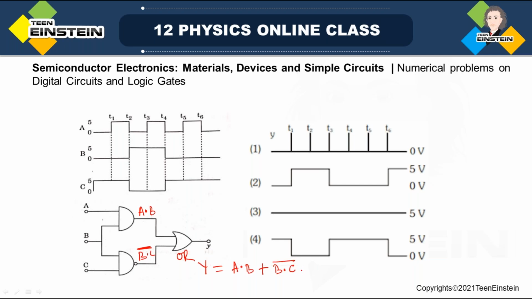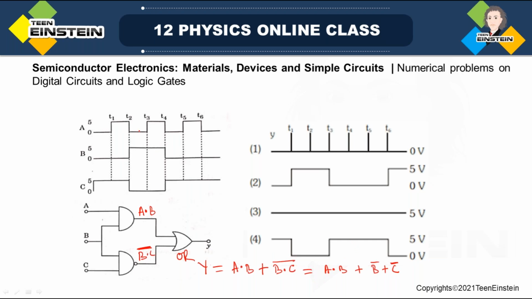If we break this, it can be written as A and B, or B bar, or C bar. Like that we can break. Okay, so from here we have to find out what will be the output waveform.